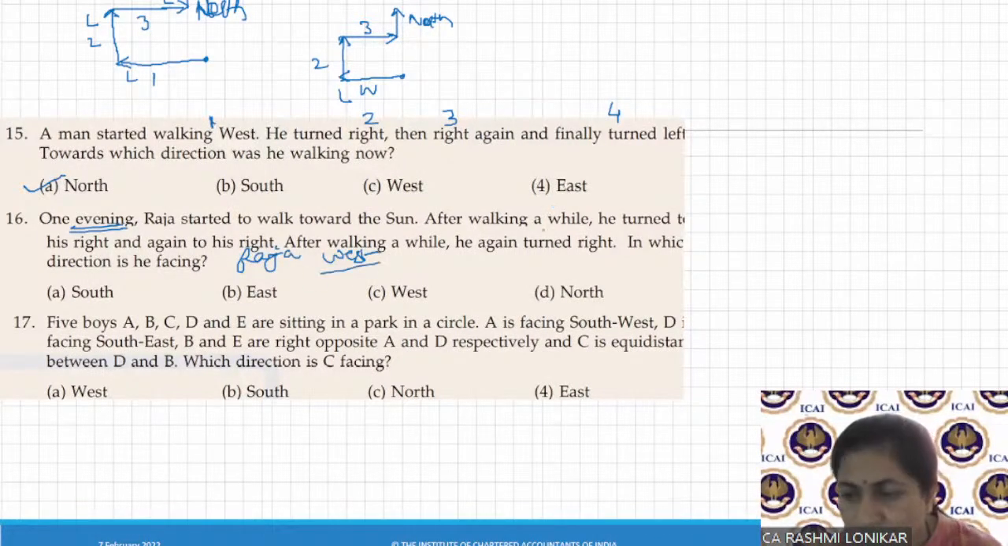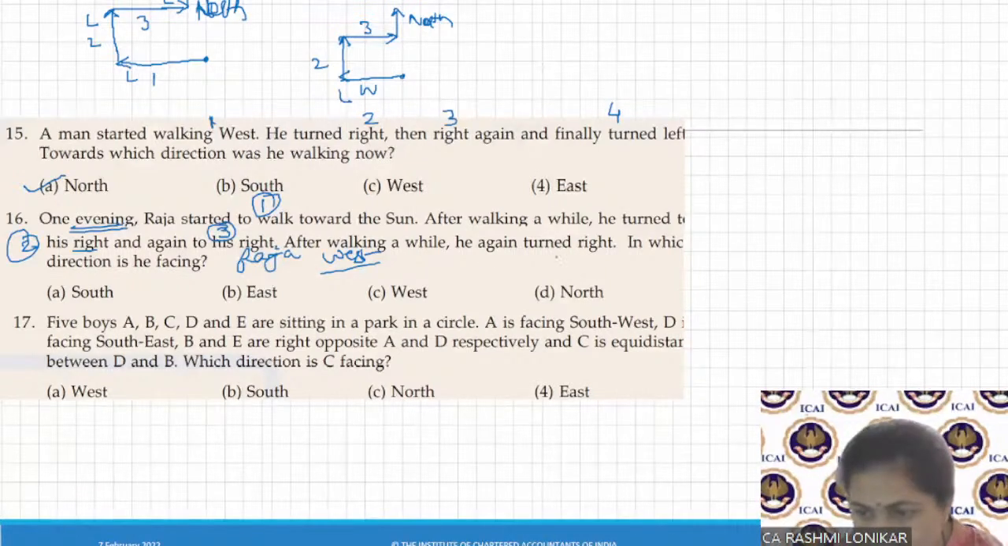Okay. After a while, so this is the first. After a while, he turned to his right. So this is his second. Turn to his right and again to his right. So third, again to his right. After walking a while, he turned right. Okay. So fourth, he turned right. In which direction is he facing?